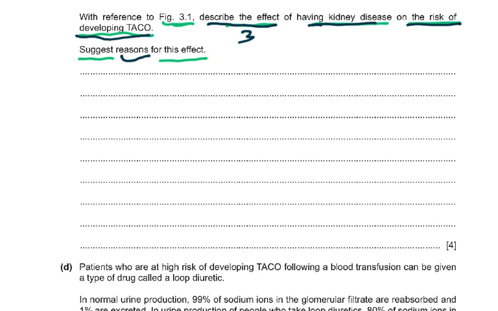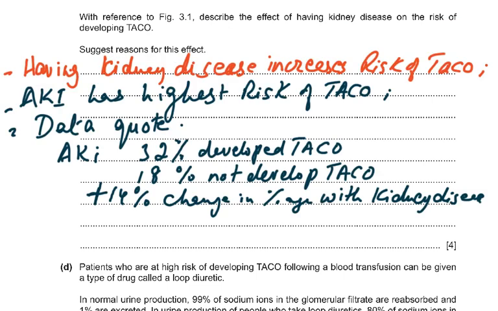So the reasons are: kidney disease reduces the ability to remove excess water, and more water is retained and increases the blood volume. This is what you have to give me for the reason. So 3 marks for the effect and 1 mark for the reason. The first thing that you gathered from the bar diagram was that having kidney disease increases the risk of TACO. Then AKI has the highest risk of TACO.